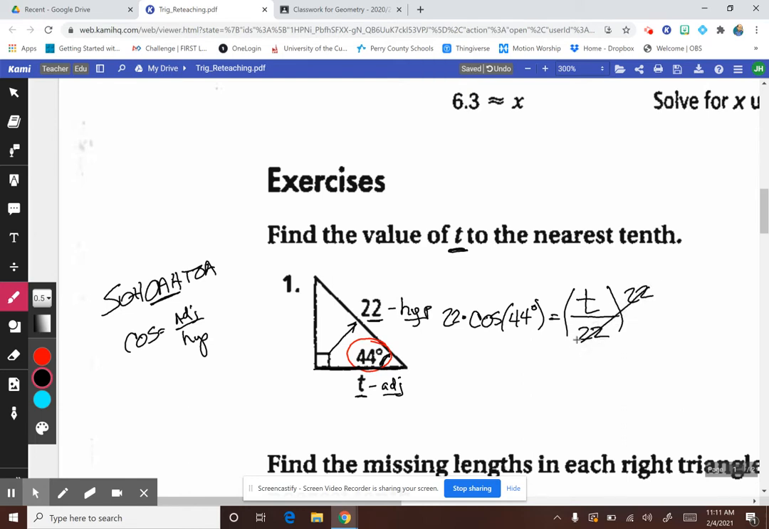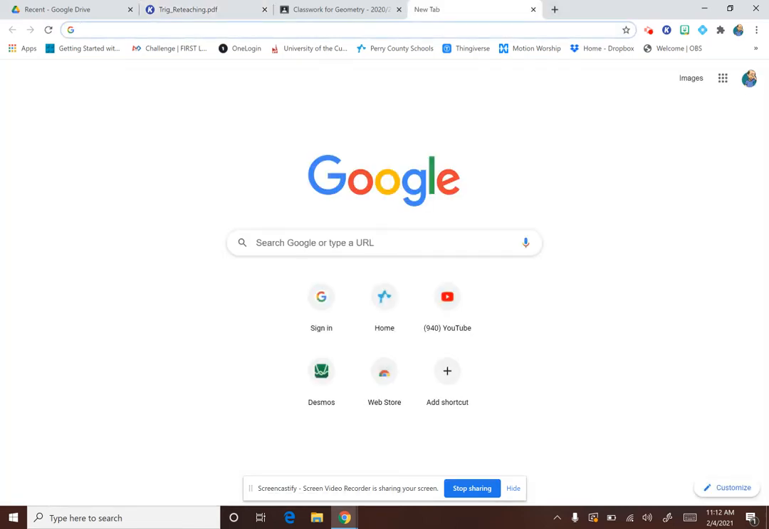And now I'm just going to rewrite this. Again, I can rewrite it the opposite way. So t equals 22 cosine 44 degrees, okay? So now's when the calculator really comes into play, all right? So I'm going to go ahead and bring up our Desmos calculator.